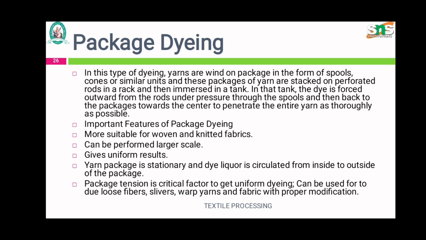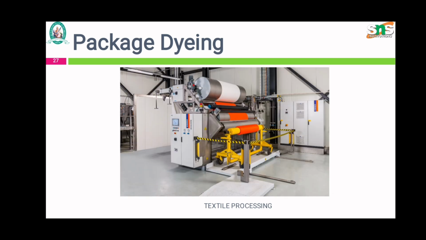Important features of package dyeing: more suitable for woven and knitted fabrics, can be performed on a larger scale, gives uniform results. Yarn packages are stationary and dye liquid is circulated from inside to outside of the packages. Package tension is critical. Faster to get uniform dyeing. Can be used for fibers, slivers, spun yarns and fabric with proper modifications. This is the image of package dyeing.